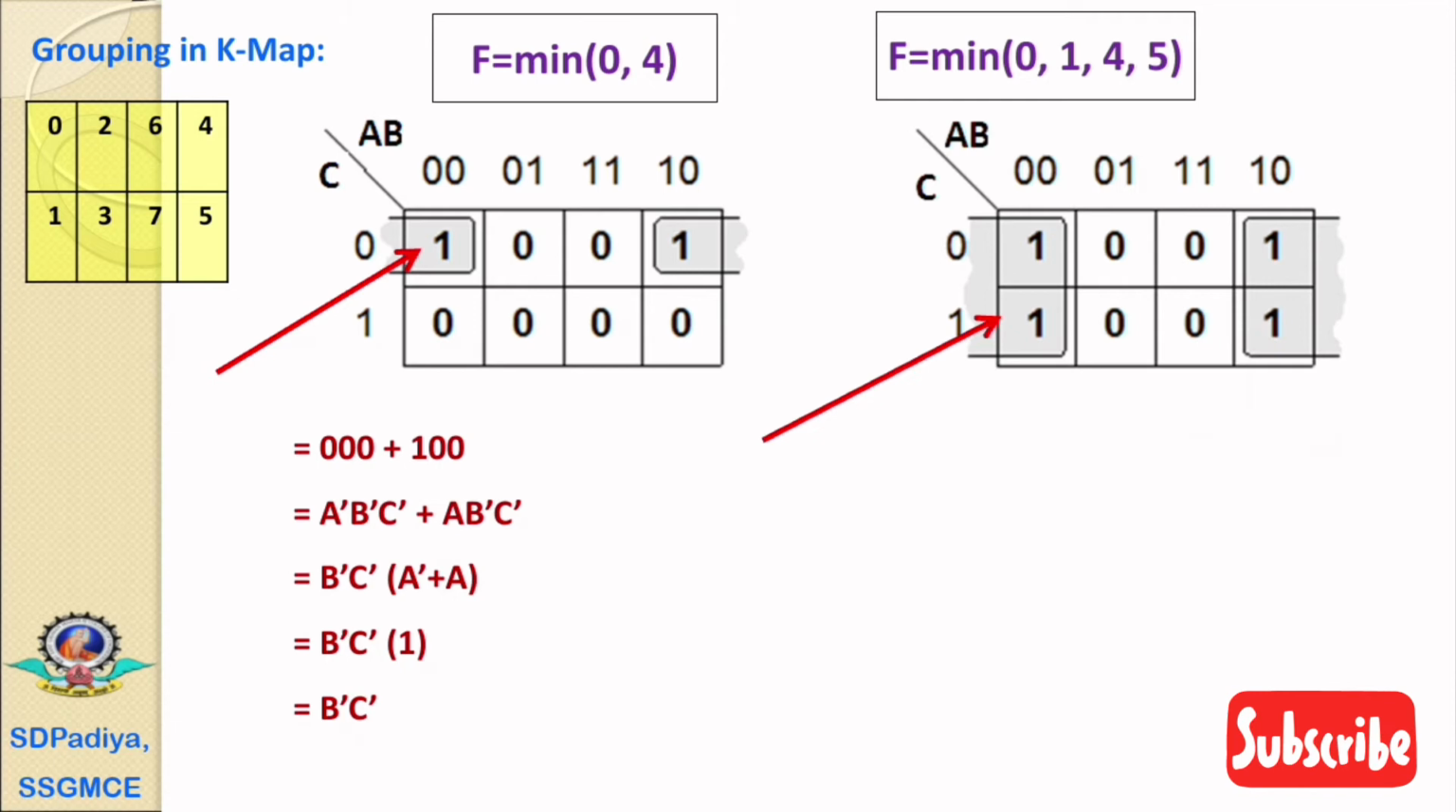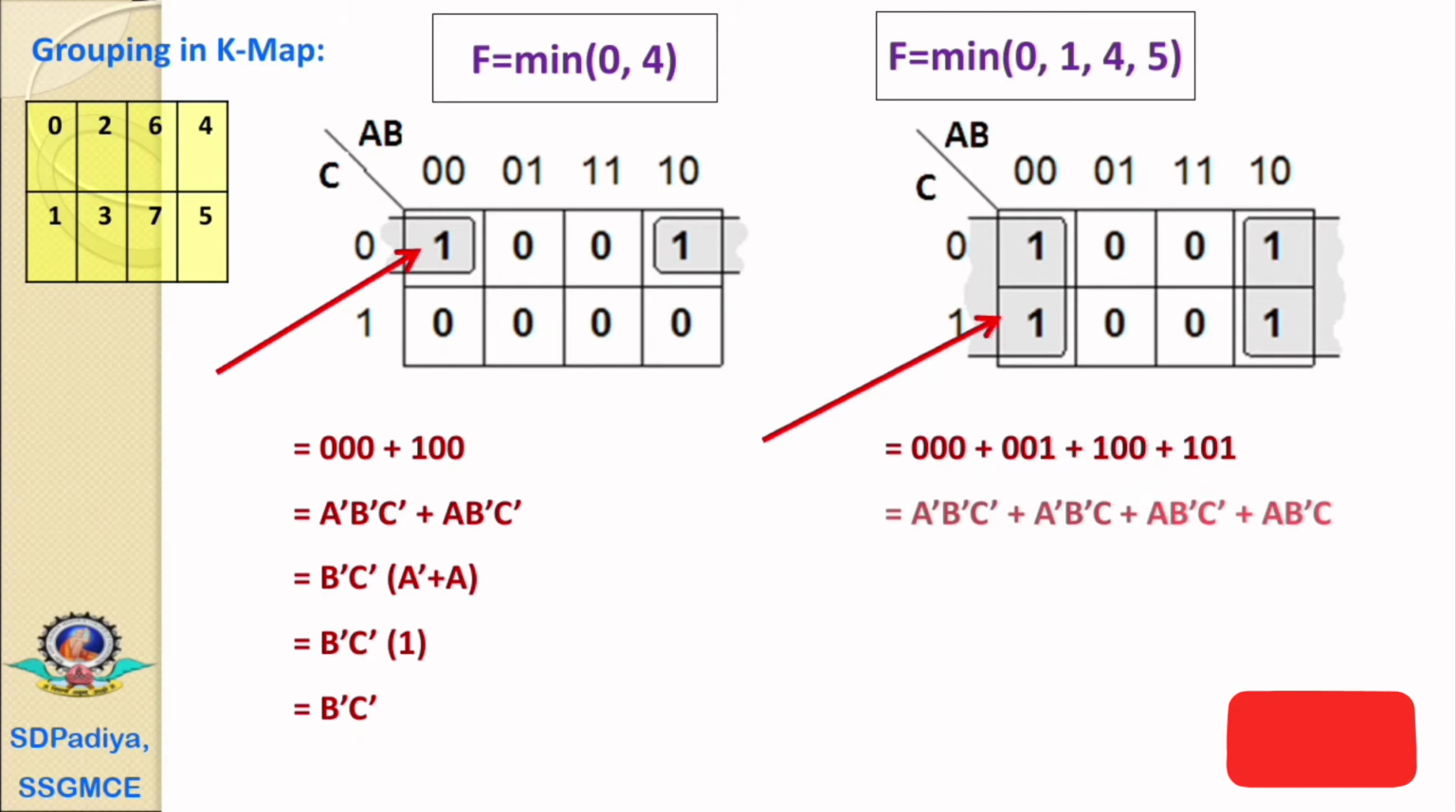Now, this group has 4 cells. The first cell has the designation 000, the second 001, the third 100, and the fourth 101. If we convert these values into the expression, then it is a dash b dash c dash plus a dash b dash c plus a b dash c dash plus a b dash c.